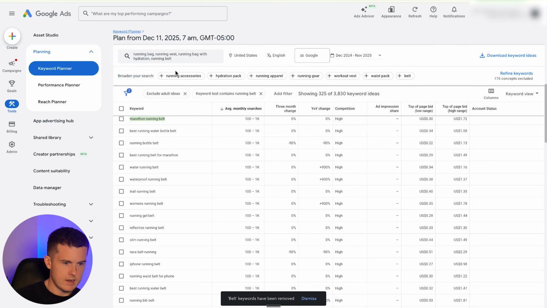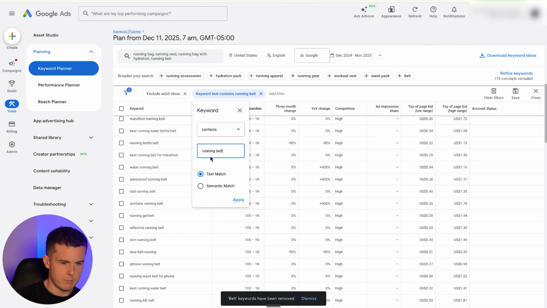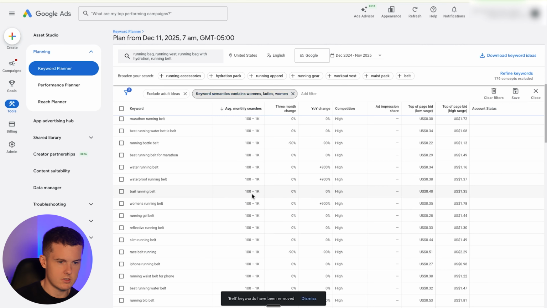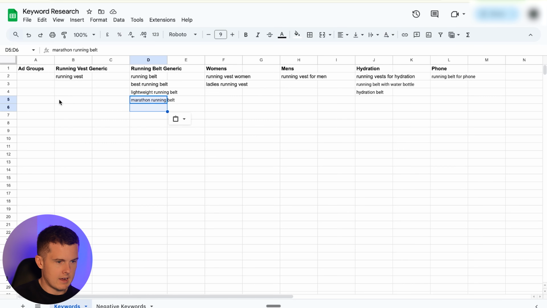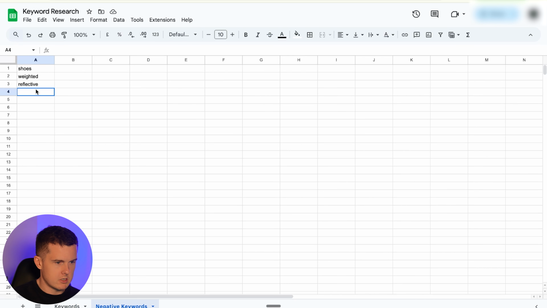So same thing here. If we wanted to, instead of look at running belt, if we wanted to focus on, say, women's, or we want to focus on ladies or women, just to see if any term, we can even go semantic match. So that's to do with kind of the meaning. Running vest, women, ladies, running vest, women's vest, running, best running vest for women. And then we're down into some things like athletic running vest, black running vest. So what we might do, there's white running vest as well. Let's say all our vests are black. We could always go and maybe just add white as a negative keyword there again.